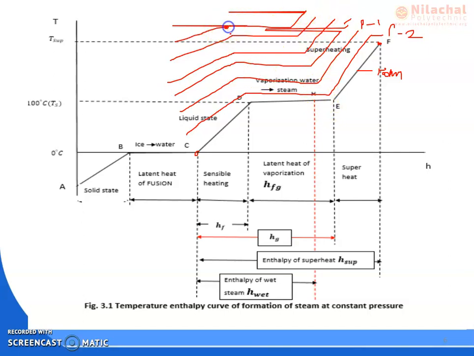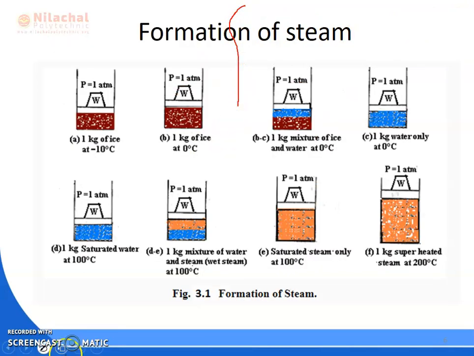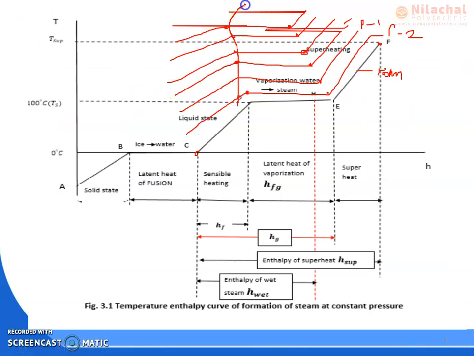So these are the points of saturated liquid. Yes or no? These are the points of saturated vapor or dry saturated vapor. Yes or no? So if you are increasing the pressure and you get all these graphs, if you join all the saturated liquid points and if you join all the saturated vapor points, both the lines will meet at a point.